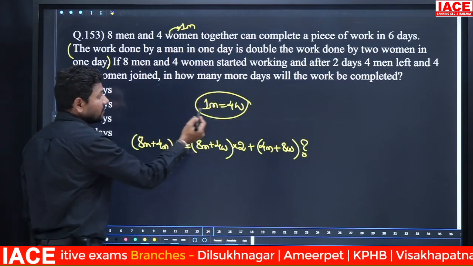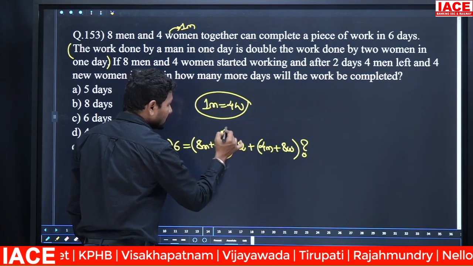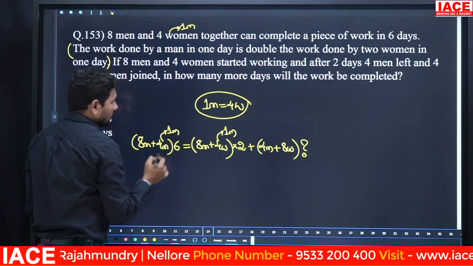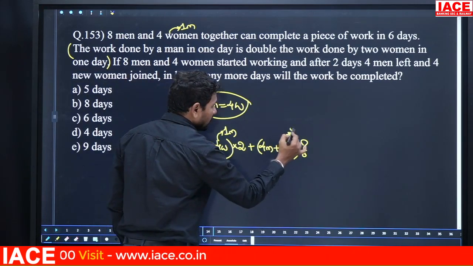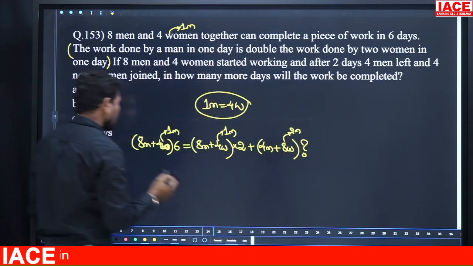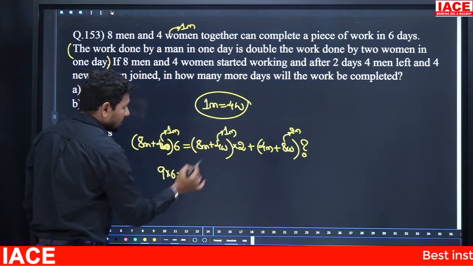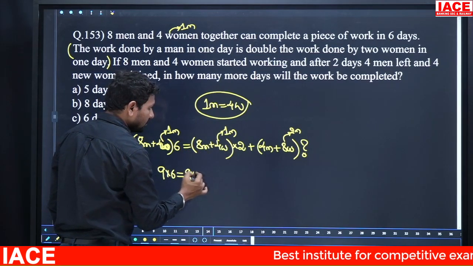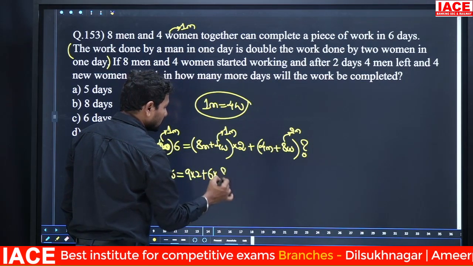But we have one relation, 1 man is equal to 4 women. Every 4 women we can substitute with 1 man, and 4 men remaining is 4 men. Next, 8 women we can write as 2 men. Now 8 men plus 1 man, 9 men, 9 into 6, and 8 men plus 1 man, 9 twos is 18, plus 4 men and 2 men, 6 men into question mark.